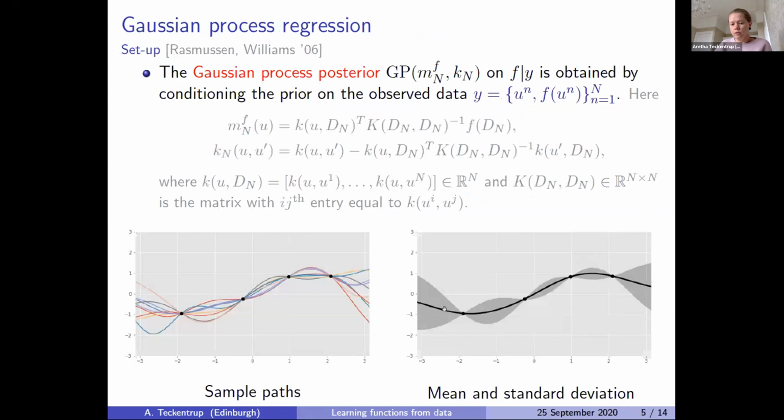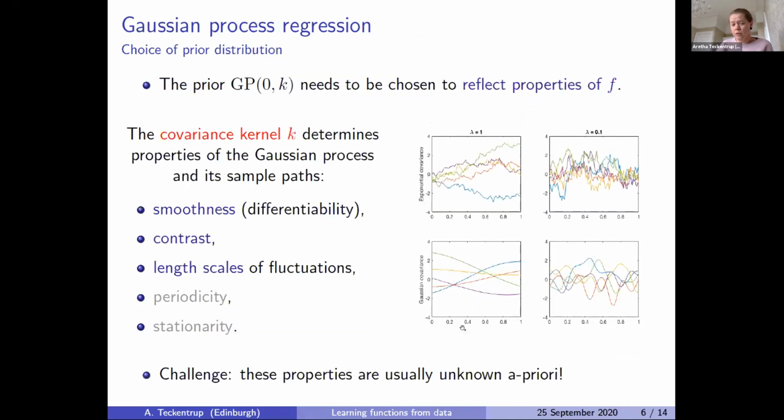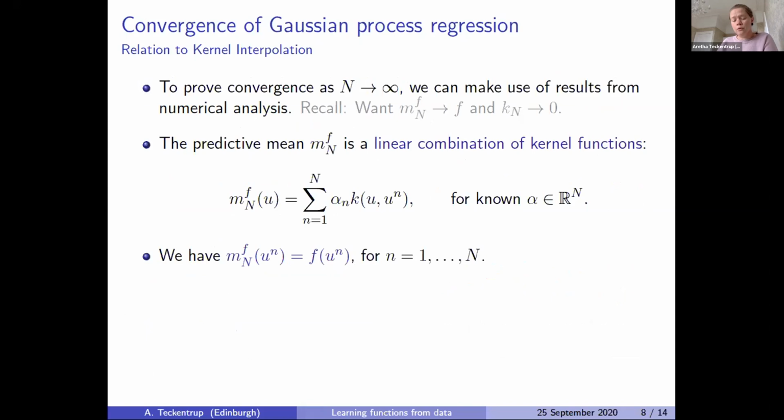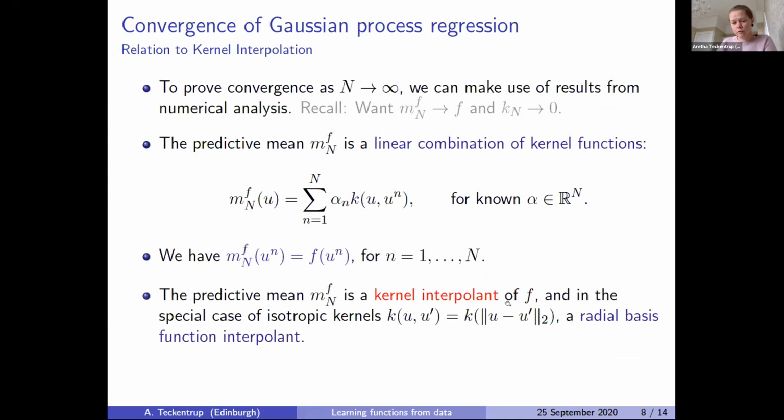So that was seen from this picture here, for example. You're conditioning on the function values that you have. So the mean will always go through the function values. And so the mean is really an interpolant of f, right? It interpolates f at your design points. And it's a kernel interpolant. So the kernel just here means that you have these kernel functions as the basis functions. And so in particular, if you have an isotropic kernel, which depends on the two inputs only through the distance, then you have a radial basis function interpolant, right? So radial basis function interpolants are something that are well known in numerical analysis.